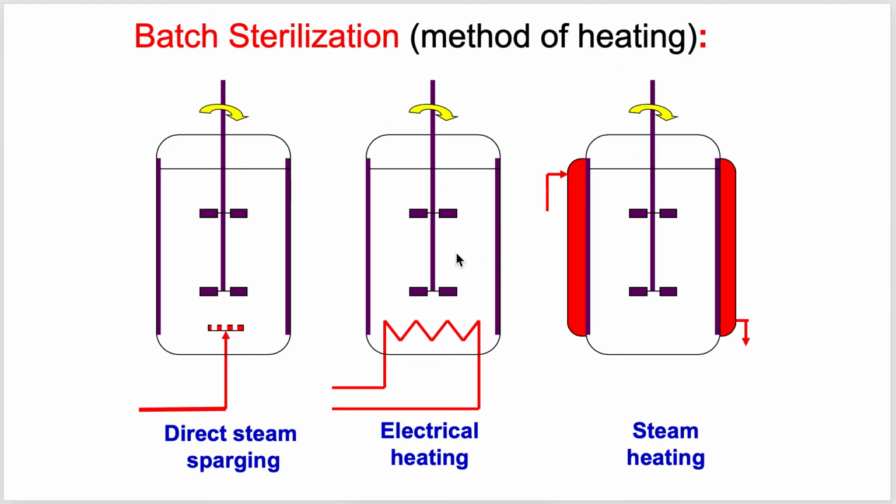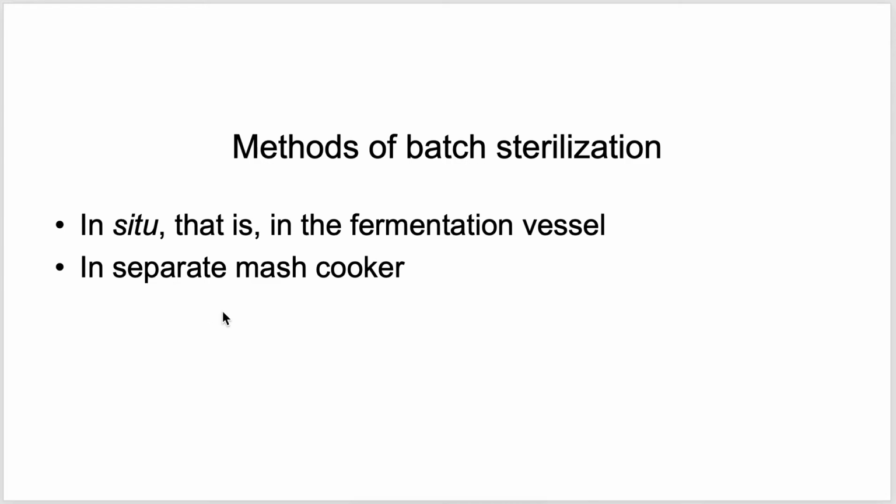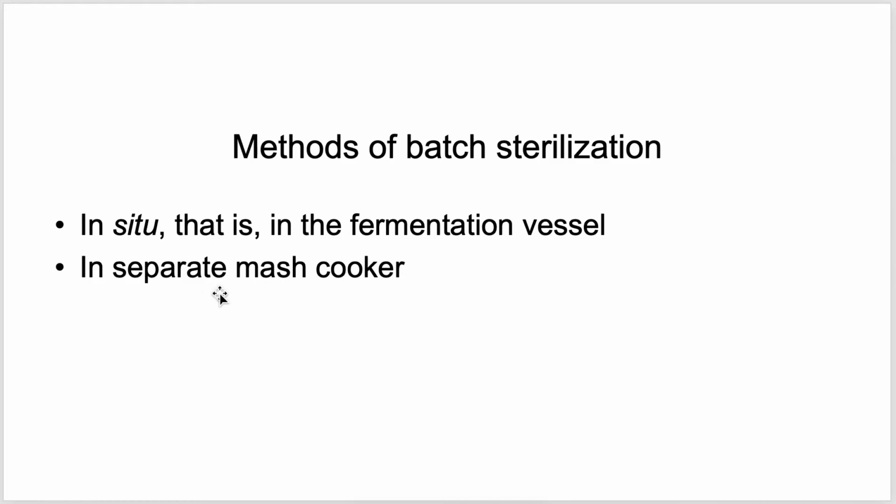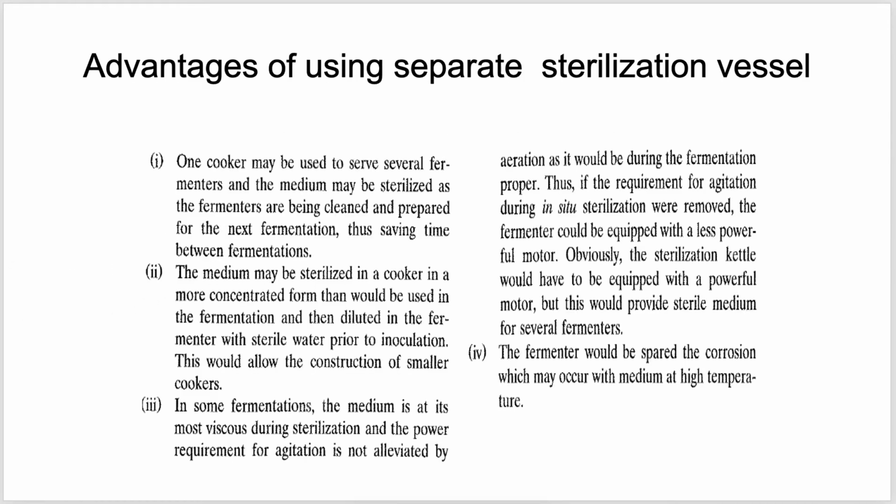Okay, so that means in situ. But in case of a separate mash cooker, we'll use a separate vessel to sterilize the media, and then we'll supply this sterile media into the fermenter. Now, using a separate mash cooker for sterilization has both some advantages and disadvantages.